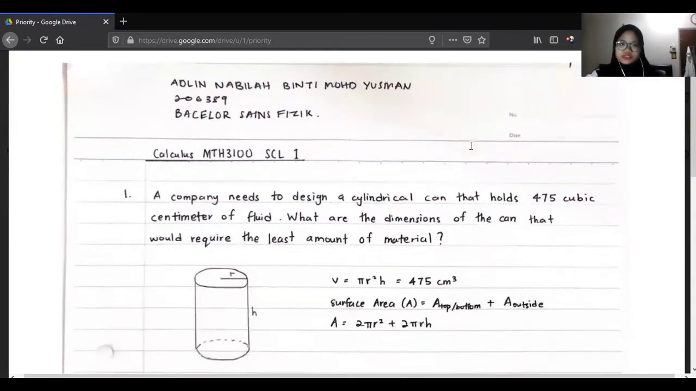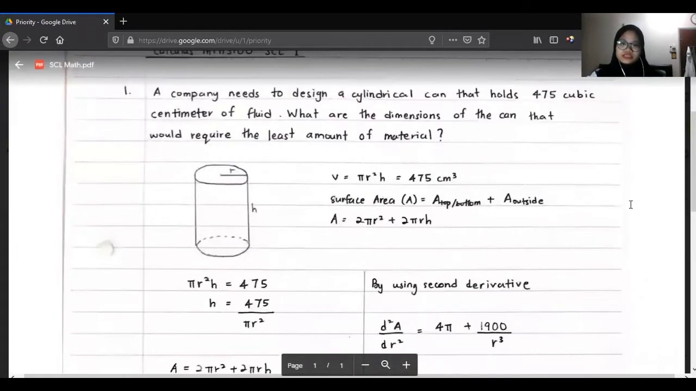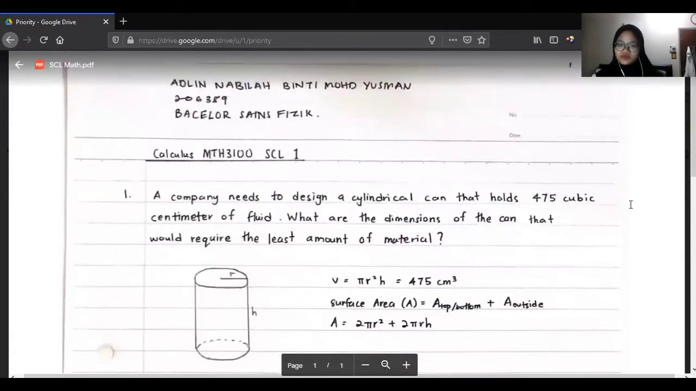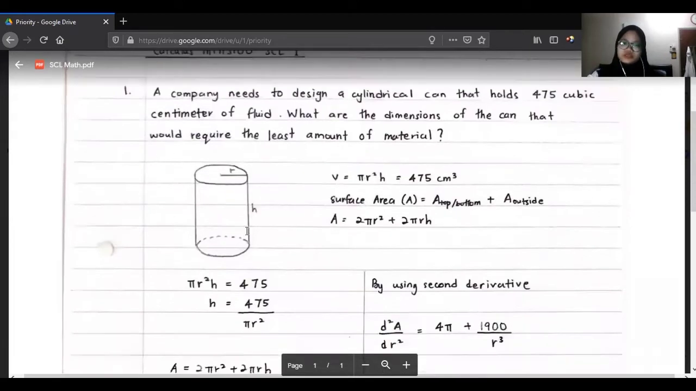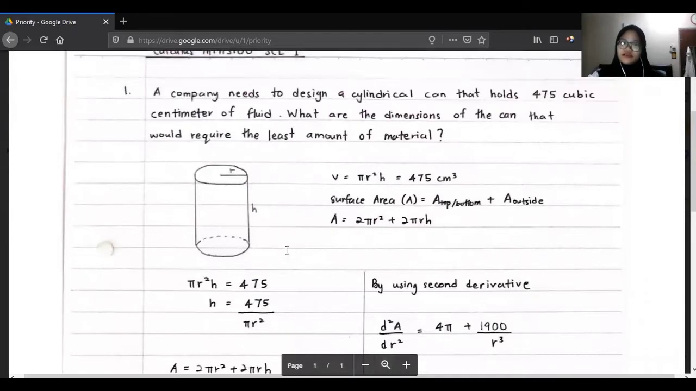So the first question is, the company needs to design a cylindrical can that can hold 475 cubic centimeters of fluid. What are the dimensions of the can that would require the least amount of materials? So first of all, you need to define the variables used in the problem and organize the information using a picture. So we draw a picture of a cylindrical can and then list the variables that we have, which is r equal to radius and h equal to height.